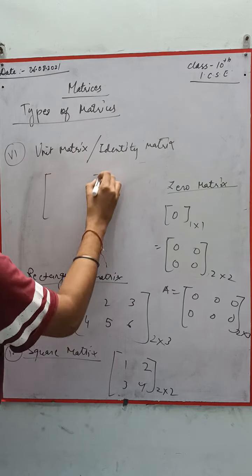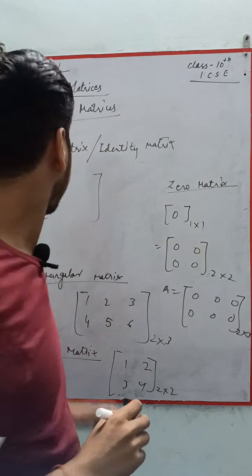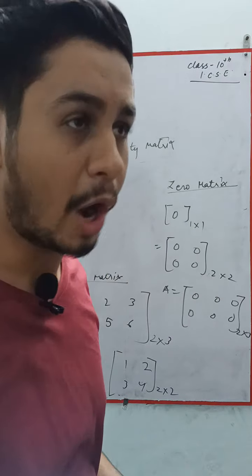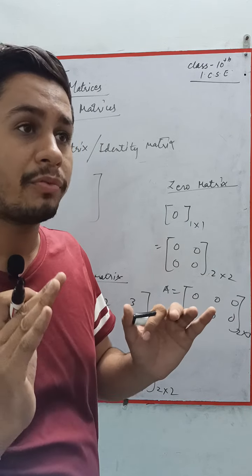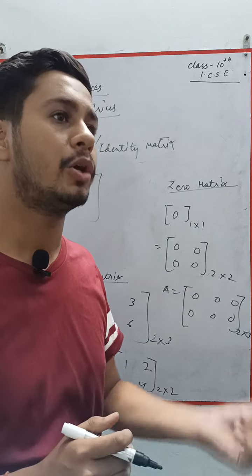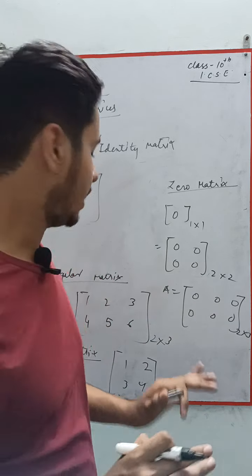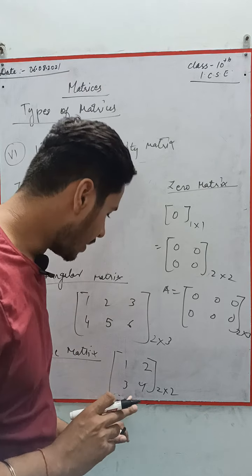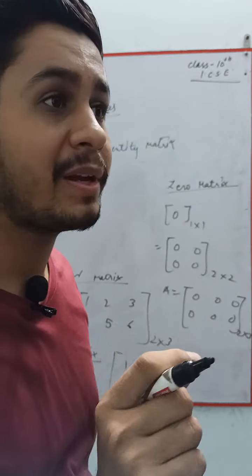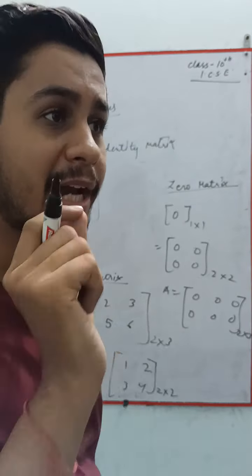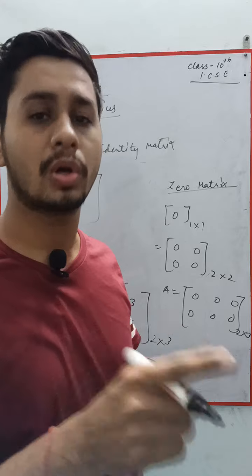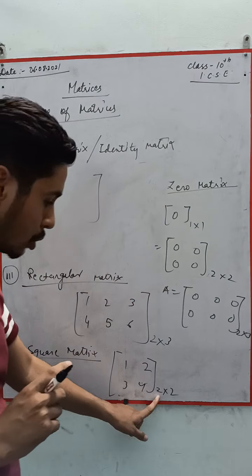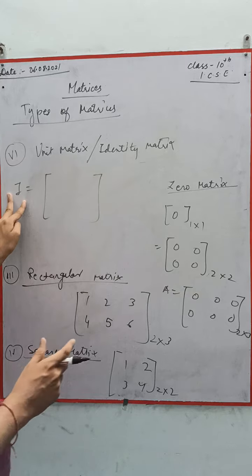Let me first give you the main condition for writing an identity matrix. It is always a square matrix. So you don't have to think of an identity matrix as a rectangular row or column. You will always write an identity matrix in 2 cross 2 form, or 3 cross 3, or 4 cross 4. It should not be 2 cross 3, 3 cross 2, 1 cross 3, or 2 cross 1. It should be symmetric with row and column. So an identity matrix is always a square matrix.